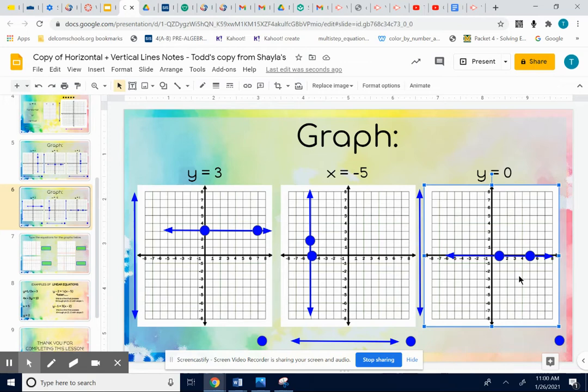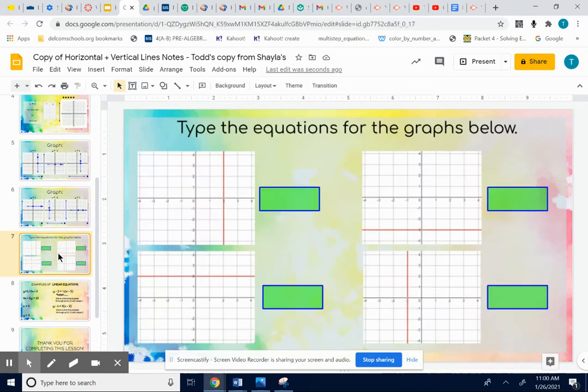Okay, on slide 7, make sure you're doing these before you check them. Don't just work with me without really knowing for sure that you can do them. When you're on slide 7, we want you to write an equation for these graphs. What I like to do is think about what's always the same on these graphs. The x-coordinate is the same every time, or the y-coordinate is the same every time. What's the same every time?